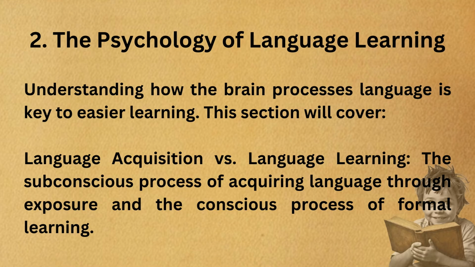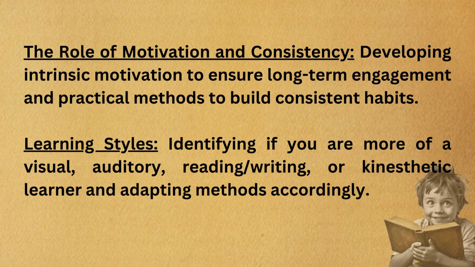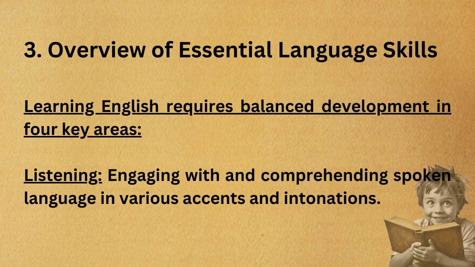2. The psychology of language learning. Understanding how the brain processes language is key to easier learning. This section will cover language acquisition versus language learning, the subconscious process of acquiring language through exposure, and the conscious process of formal learning. The role of motivation and consistency, developing intrinsic motivation to ensure long-term engagement and practical methods to build consistent habits. Learning styles, identifying if you are more of a visual, auditory, reading, writing, or kinesthetic learner and adapting methods accordingly.